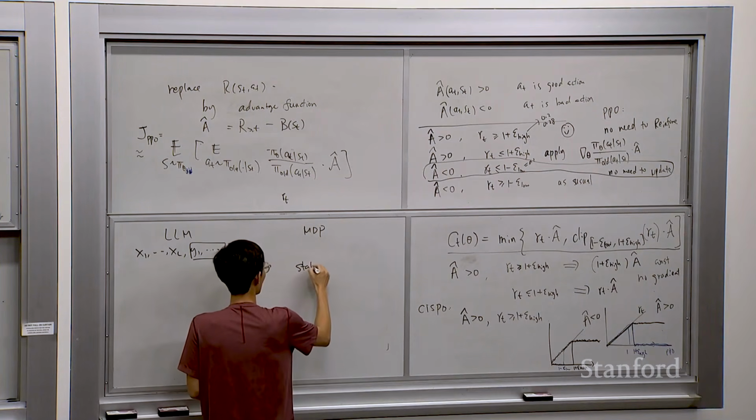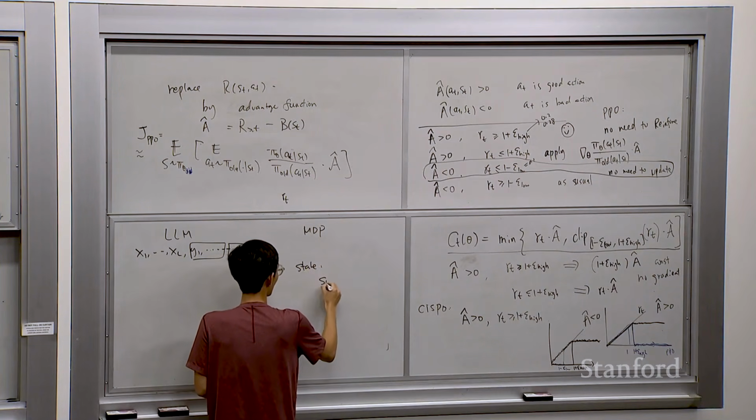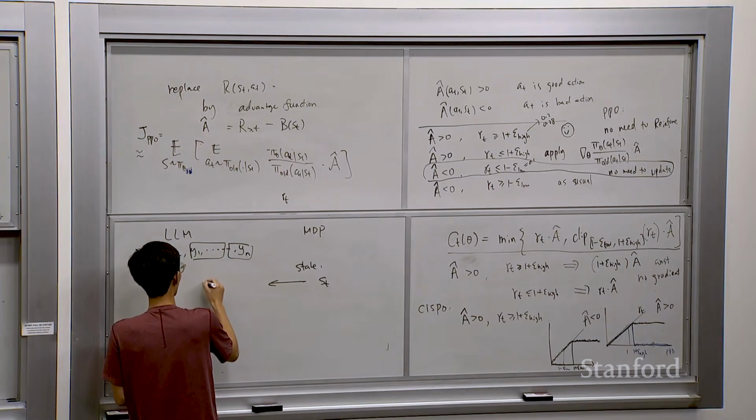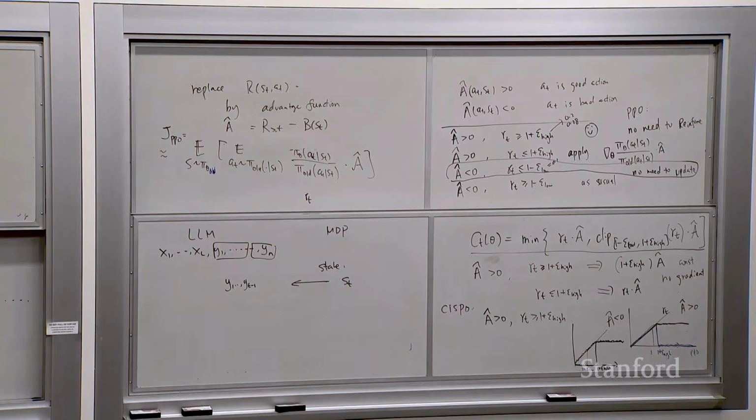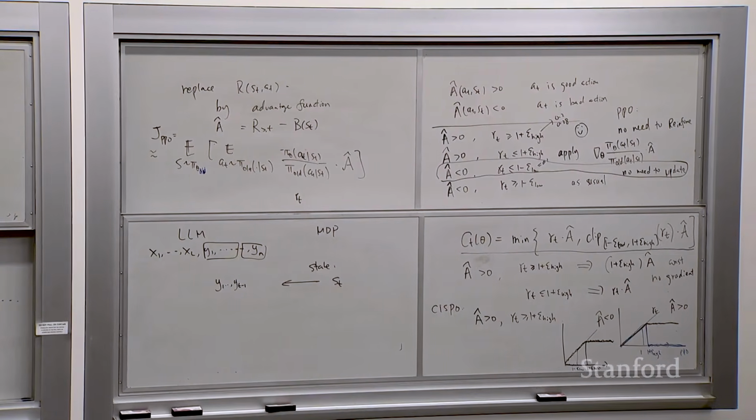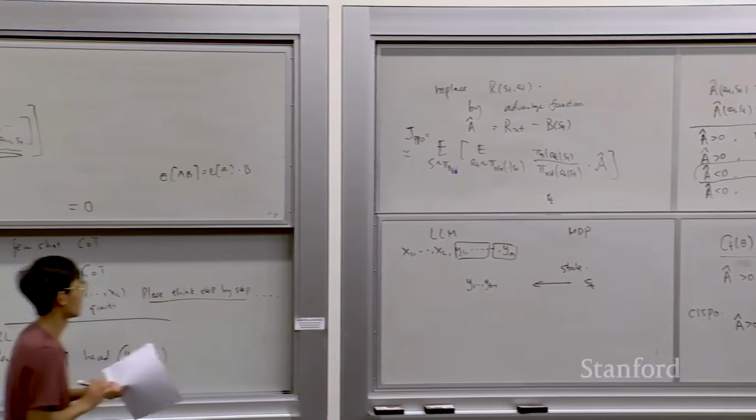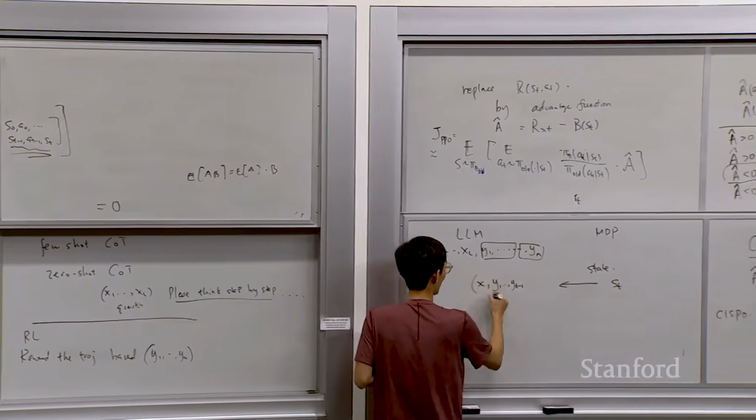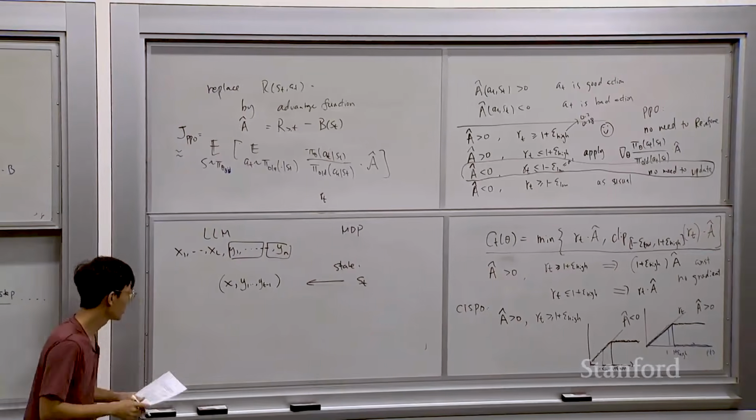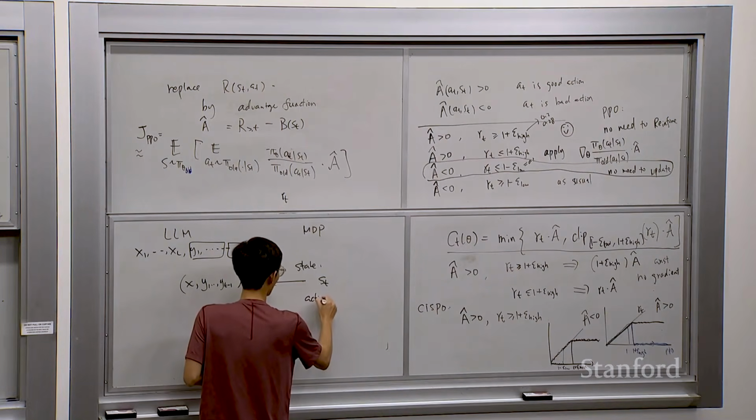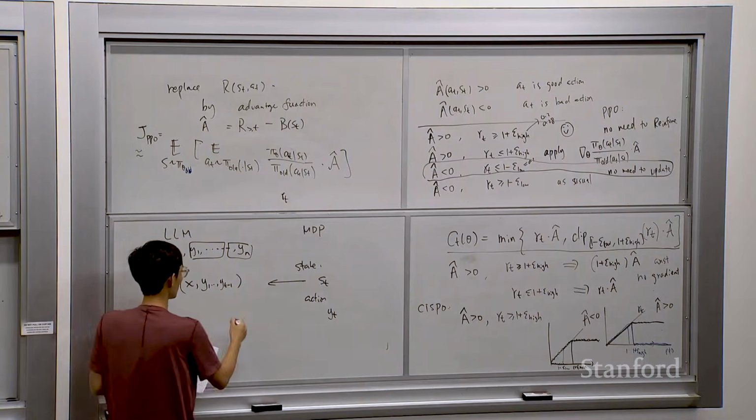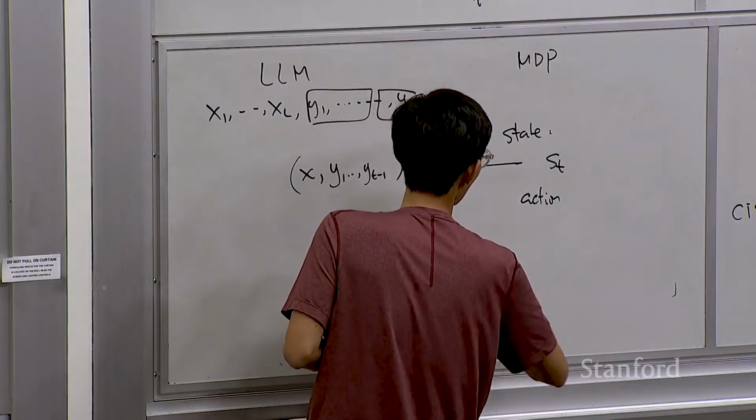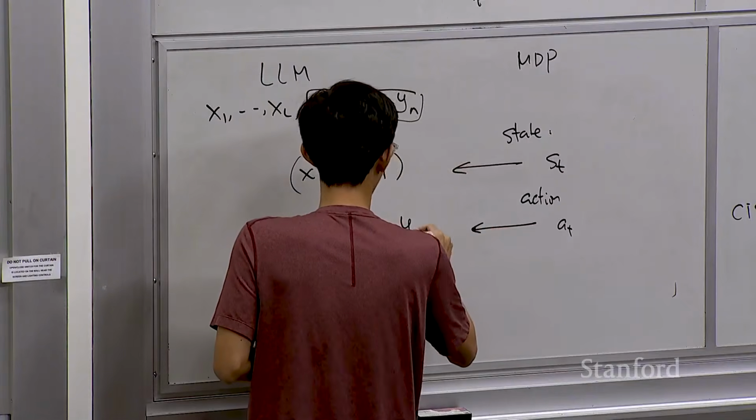So the state St corresponds to all the previous generation. Actually, let me just use my notes so that I don't use the wrong symbol. So the state is both x and all the previous generation. And the action is just the next generated token. So the action At corresponds to yt.